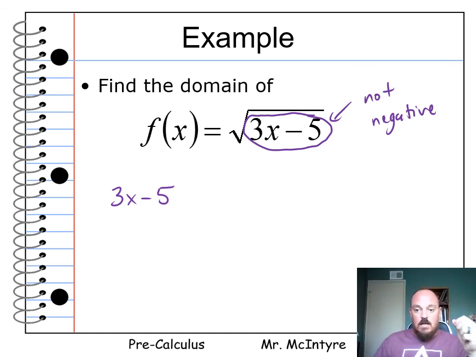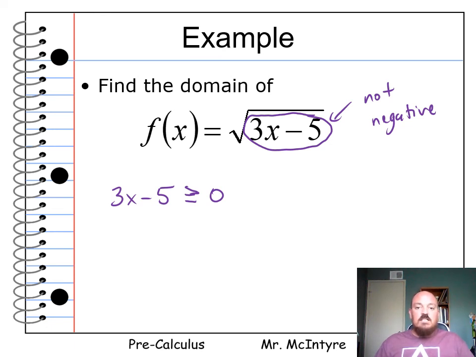Now, if something is not negative, then it's either positive or possibly 0. 0 is okay there. You can take the square root of 0. The square root of 0 is 0, that's fine. It just can't be a negative number. So mathematically speaking, the way that you say you want something to not be negative is you want it to be greater than or equal to 0. Greater than 0 is a positive number, that's okay. Equal to 0 is 0, we said that's okay, but less than 0 means negative, and that's not okay.